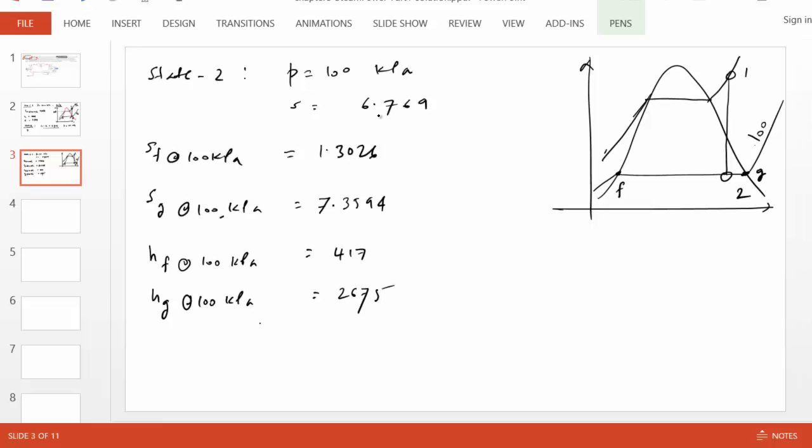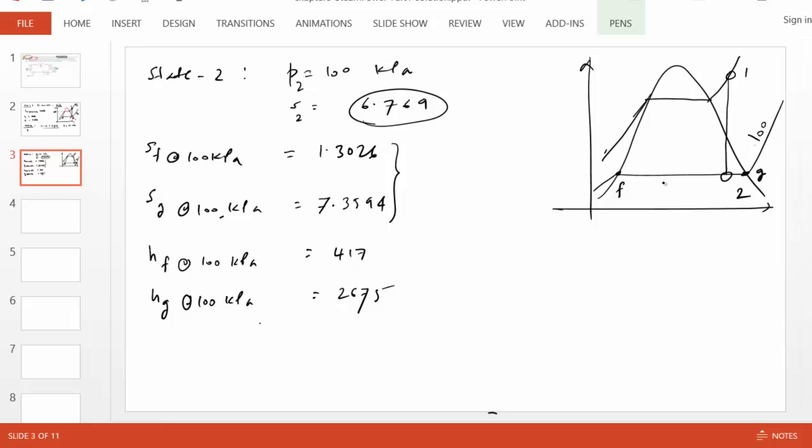Okay, note that our S is in between these two values. So obviously S2 must be in between SF and SG. And that's how we detect the phase composition of the state. Suppose S2 was bigger than 7.35. In that case, we would have a superheated state.